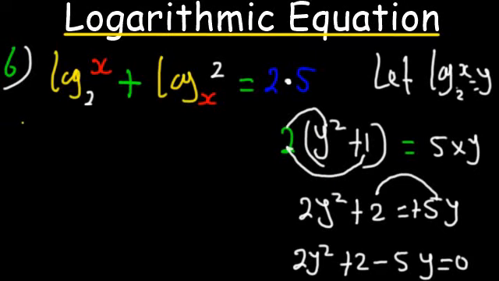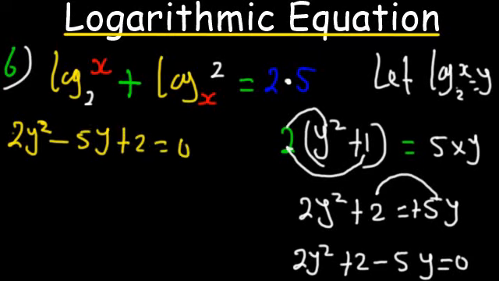So let me actually rearrange this. So that's simply 2y squared minus 5y then plus 2 equals 0. Now the next thing we want to do when we are to make use of the factorization method, we need two values that we will multiply. It's going to give us the product of the first term and the last term, and the product of the first term and the last term in this case is simply 4y squared.